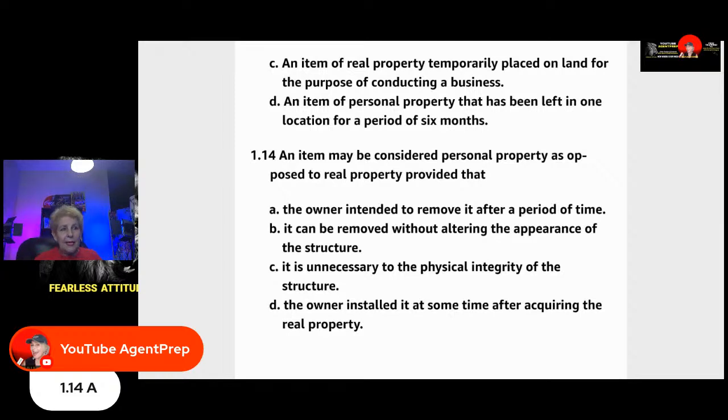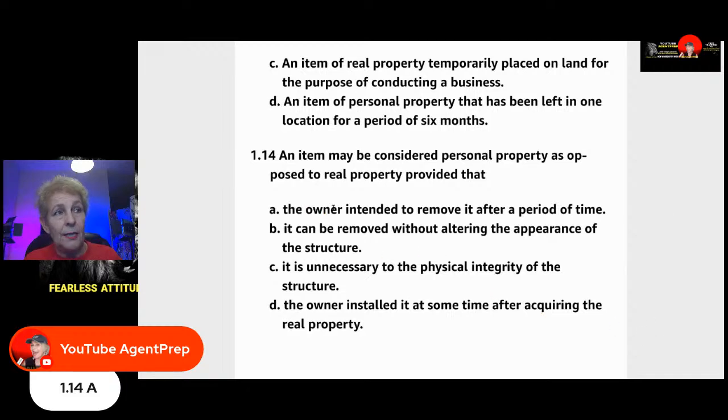So it is not that it can be removed without altering the appearance of the structure. You can remove things that don't alter the structure yet could leave holes, or they were intended to be there to provide electricity, to provide water, to provide the countertop that's on there. Yeah, it could be removed, but it provides a purpose. It's an attachment to the house. So it's not about being removed without altering the appearance of the structure.